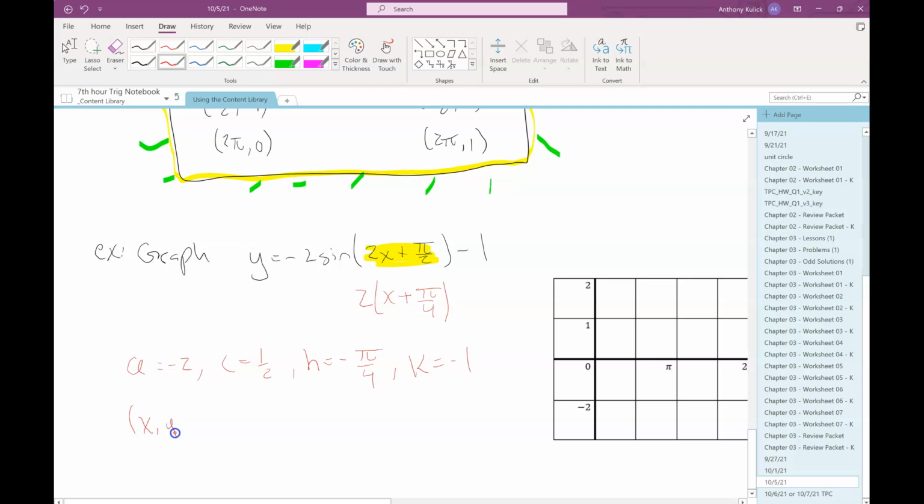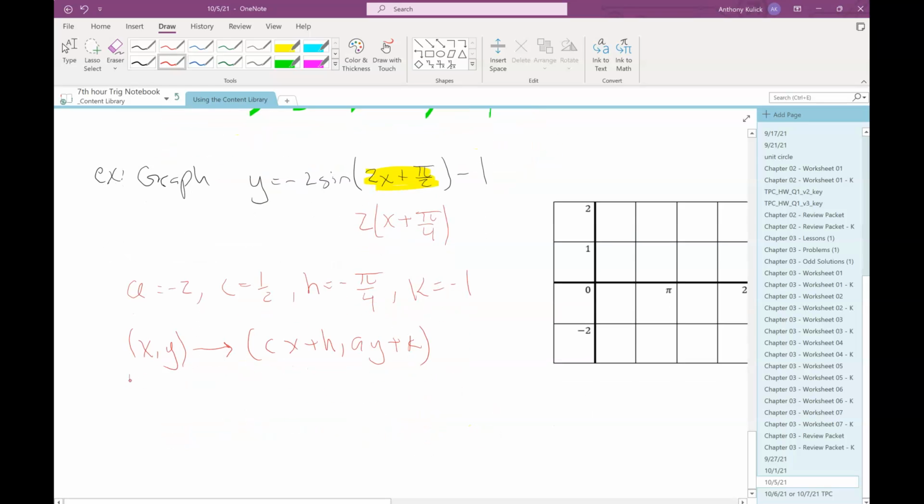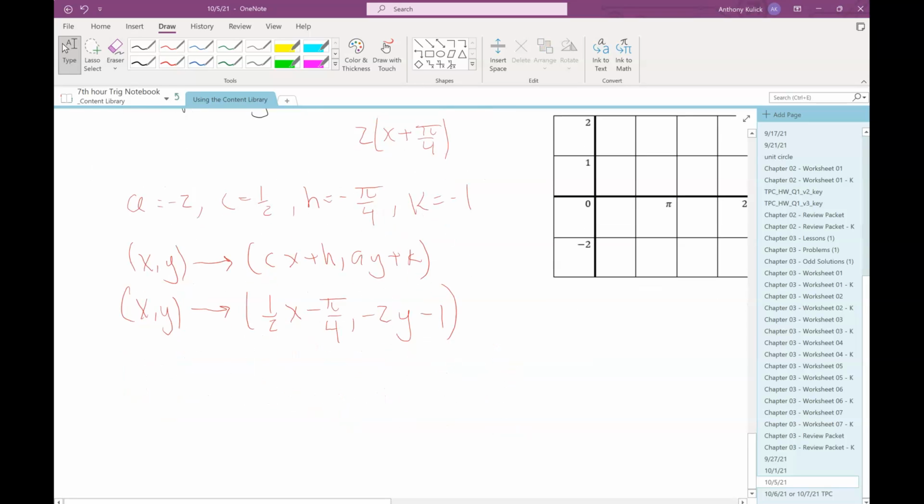I'm going to use those values to write my transformation map. So I'm just going to fill in. C is 1/2. H is negative pi over 4. A is negative 2. And K is negative 1. Everybody okay with how I filled that in?